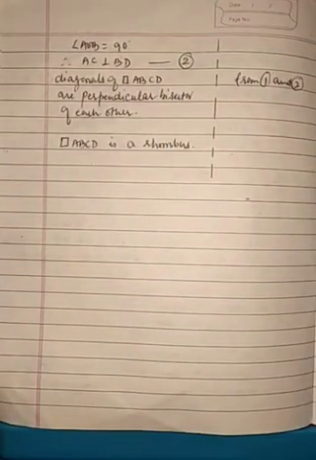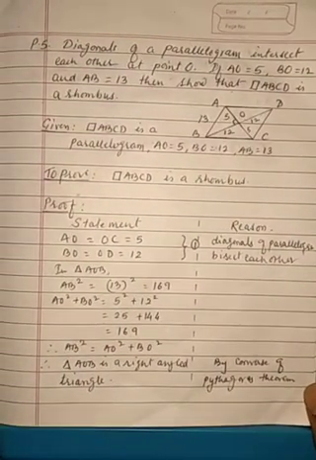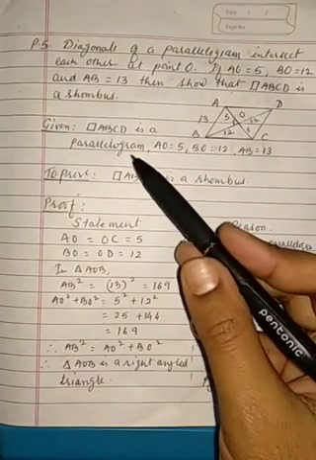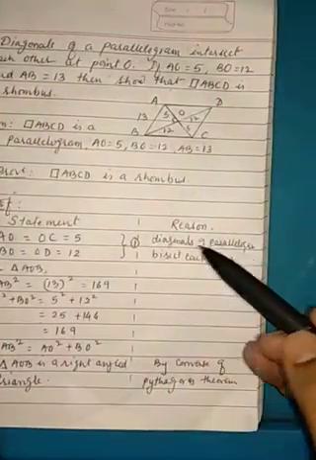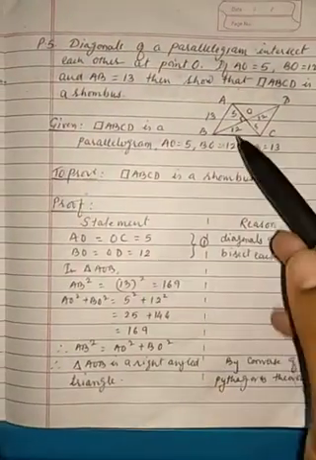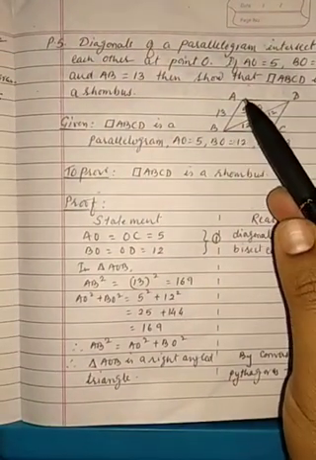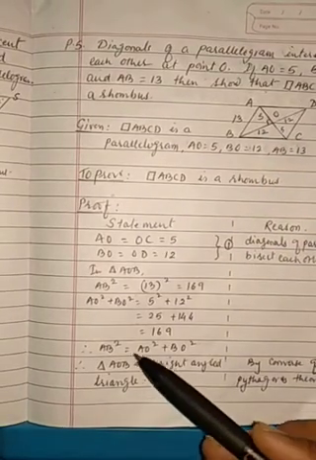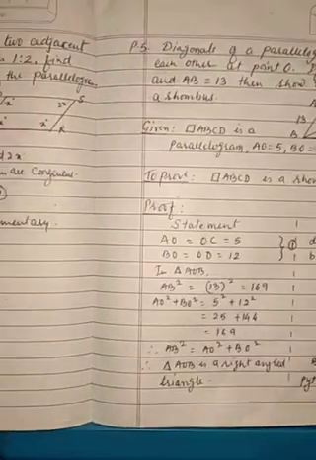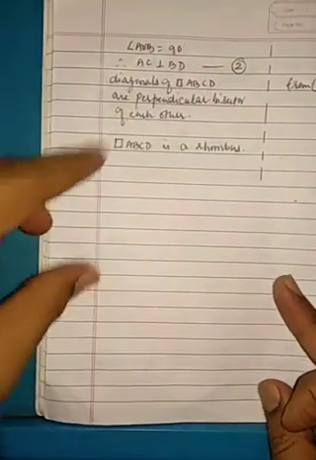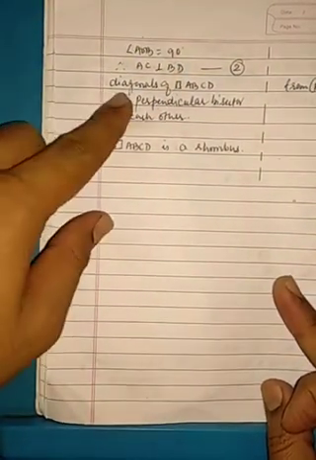Okay, so you can have a look at this sum again. We have given ABCD is a parallelogram using which we can say that diagonals are bisector of each other. Then we prove that triangle AOB is a right angle triangle using Pythagoras theorem. Okay, that means angle AOB is right angle. So AC is perpendicular to BD. Hence, diagonals are perpendicular bisector of each other. So finally, we can write quadrilateral ABCD is a rhombus.